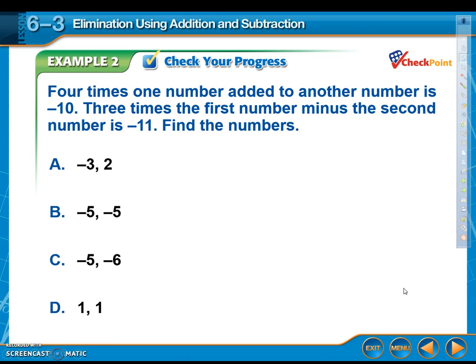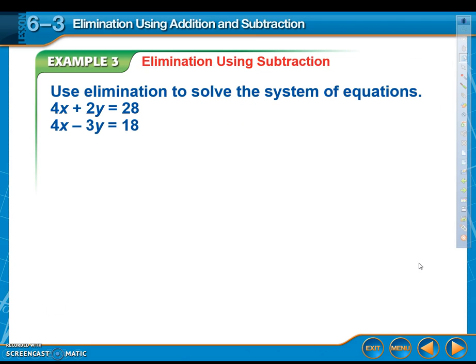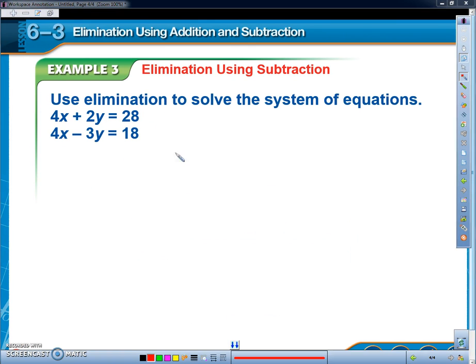All right, let you go ahead and work this one out real quick. Okay, came up to A, negative 3, 2. All right, so let's keep going. Now, what about subtraction? Now, this is interesting because remember, we can do anything we want to an equation as long as we do it on both sides of the equation.